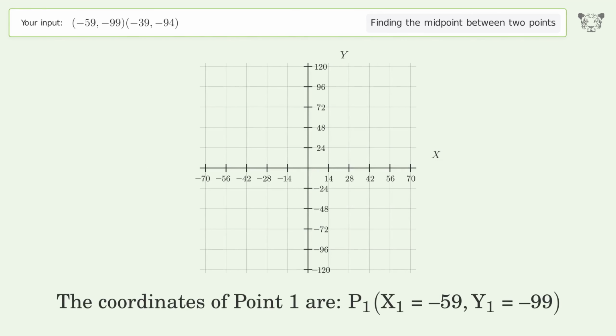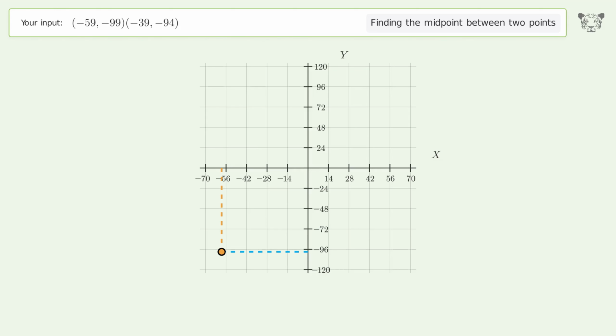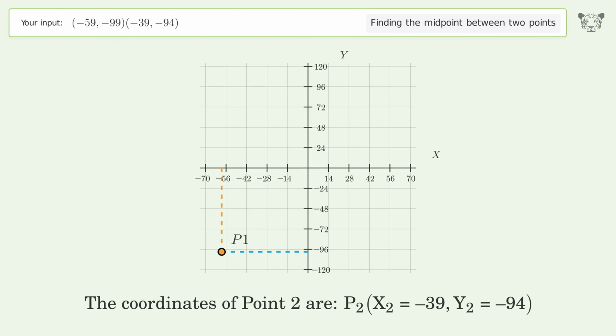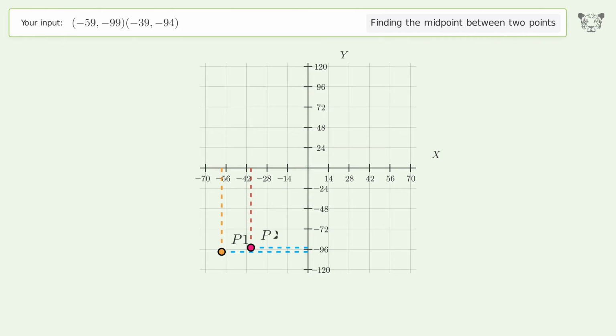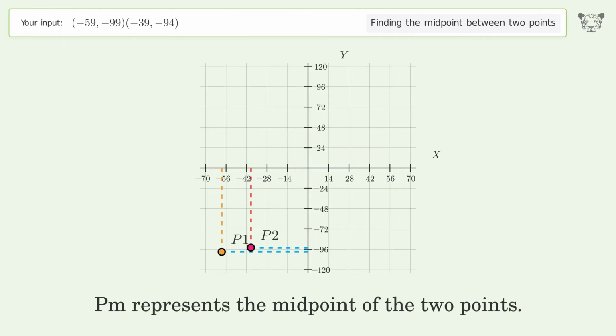The coordinates of point 1 are x1 equals -59, y1 equals -99. The coordinates of point 2 are x2 equals -39, y2 equals -94. PM represents the midpoint of the 2 points.